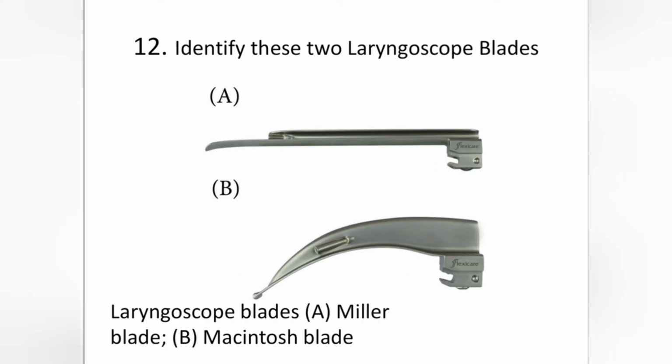The answer is the first one, that is straight, that is Miller blade used in Miller laryngoscope. Second, curved, it is Macintosh blade used in Macintosh laryngoscope. So the straight one is Miller and the curved one is Macintosh. This is a very important MCQ. So straight one is Miller and curved one is Macintosh.